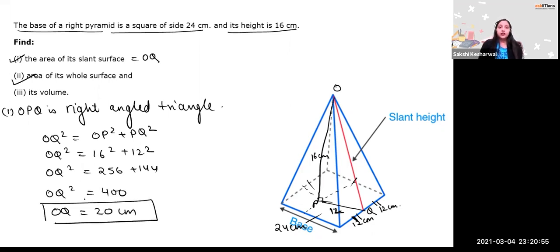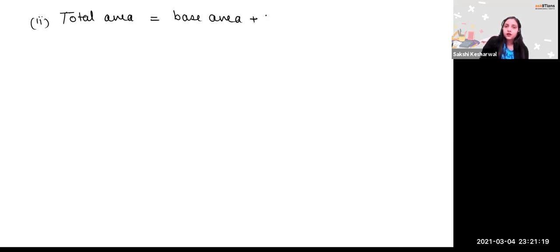Now, what is the total surface area? The total surface area is equal to base area plus half times the base perimeter into height, right or not? So if you see, what is the second part? Total area is equal to base area plus 1 by 2 into base perimeter into height, right or not?